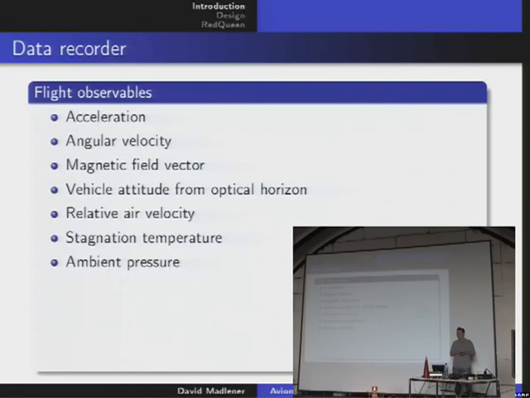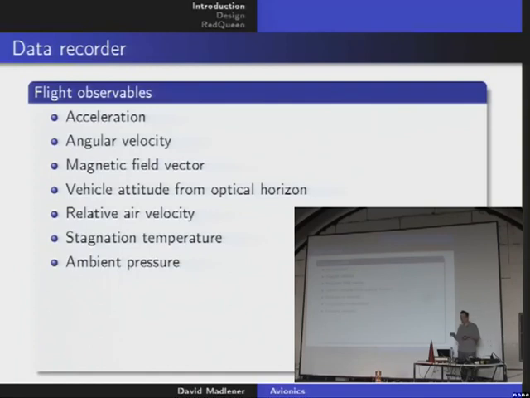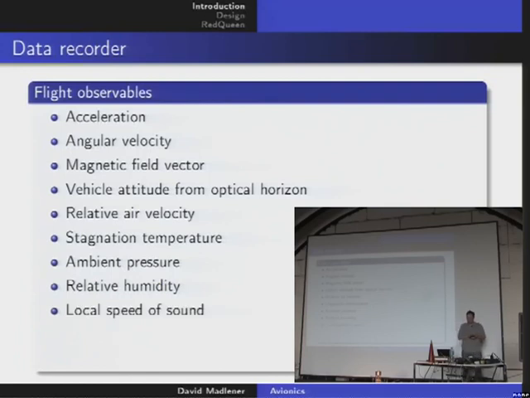Then, of course, ambient pressure, especially when a rocket burns off and falls down to the parachute, and from ambient pressure, you can directly deduce the height of the rocket. And then relative humidity, this is something to correct for any changes in the estimation of the height from the ambient pressure. And there could be, for example, also the local speed of sound is important.